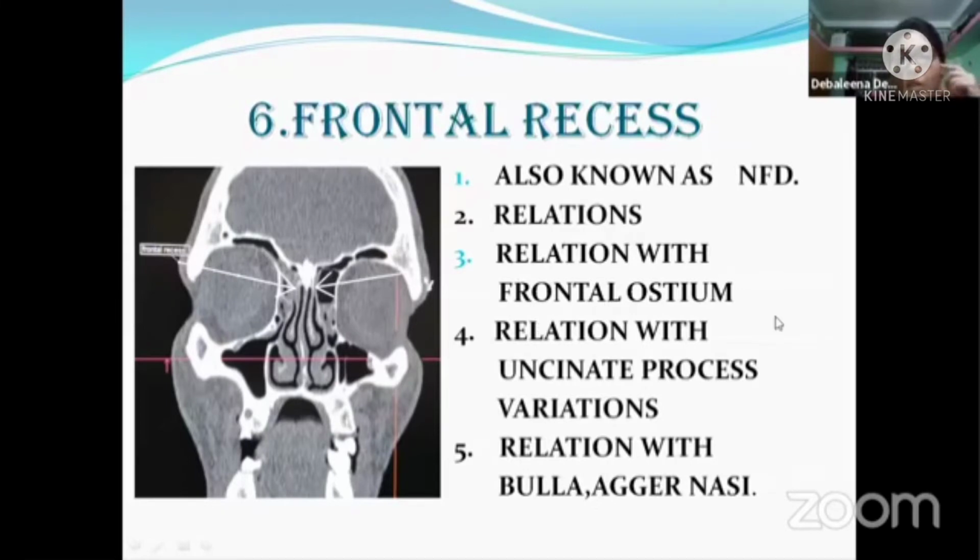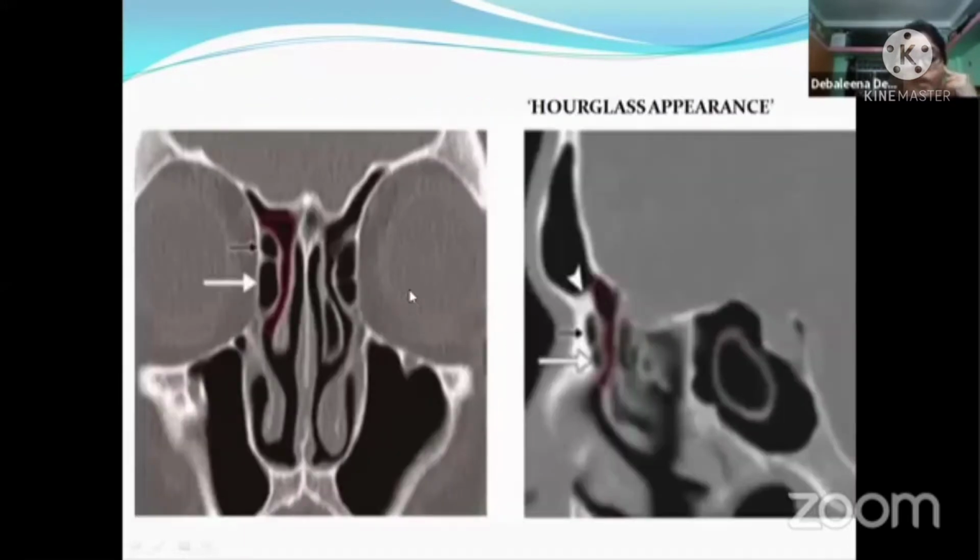So now the relation of the frontal ostium with the uncinate process, I'll show you. So this is the coronal section and this is the sagittal section. As we should know, the frontal ostium is the narrowed portion which lies just opposite and behind the frontal beak area. So this is the frontal sinus area. This narrowed portion is the frontal ostium area, and this is the frontal recess area.